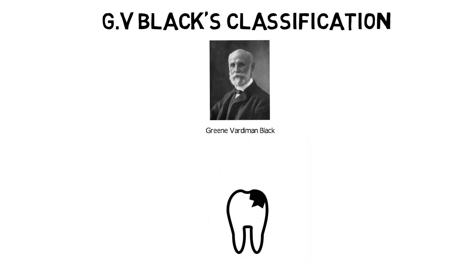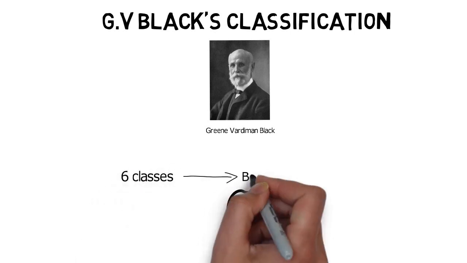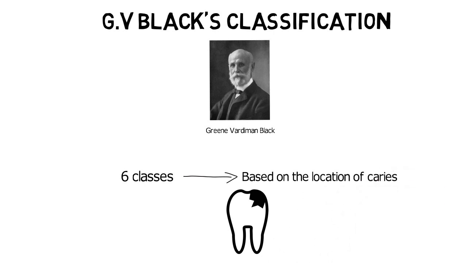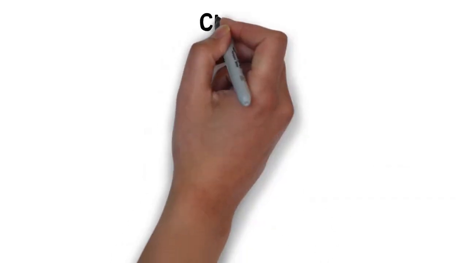So based on the location of caries, he classified the carious lesions into 6 classes or 6 groups. So let's look into this classification of dental caries, starting with class 1.